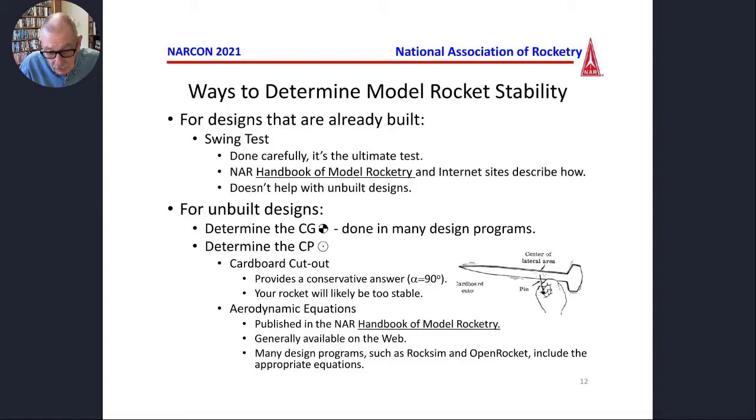But the thing to remember is that using the cardboard cutout method gives you a very conservative, that is, a much larger stability measure than you would actually see at zero or near zero angle of attack. And it was because of that I decided to try and use some of the techniques that we use for sounding rockets when I was working for NASA and apply them to model rockets.